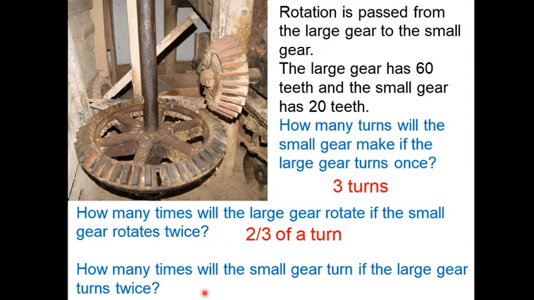And then for the last one, how many times will the small gear rotate if the large gear turns twice? So the large gear's got 60 teeth. If it goes round twice, that's 120 clicks on the teeth. So 120 divided by the 20 teeth is 6. That means that the small gear is going to do 6 turns when the large gear turns twice.